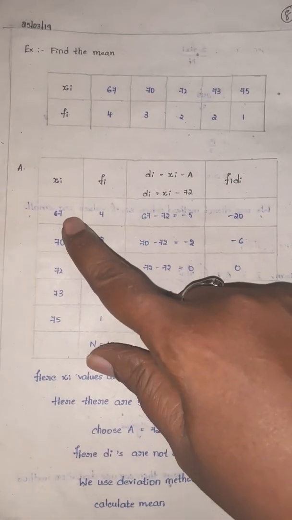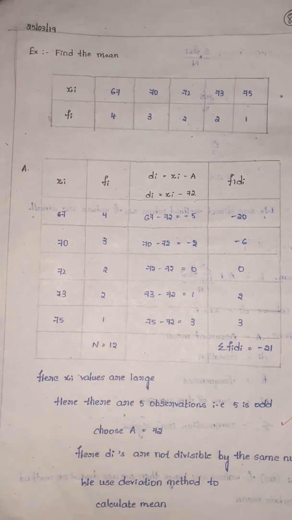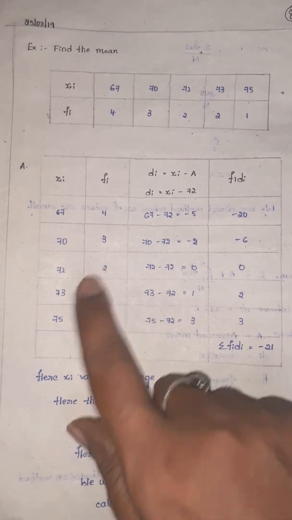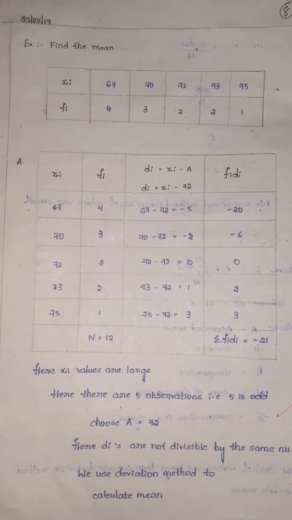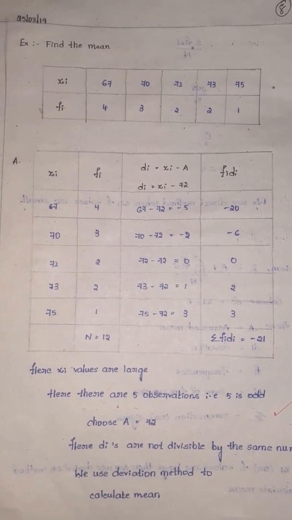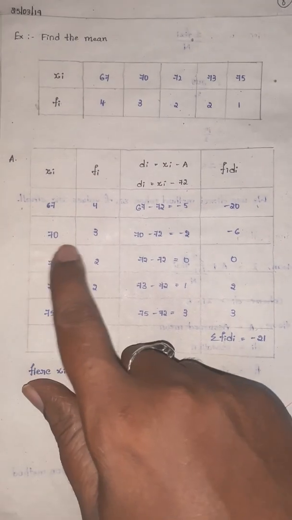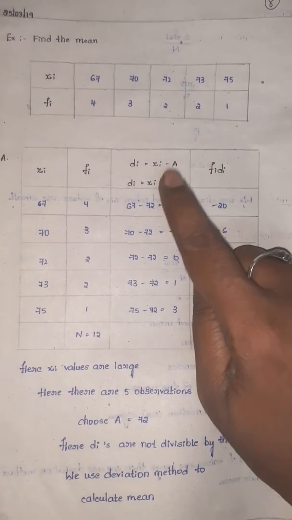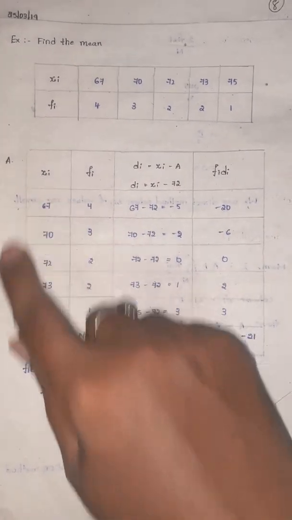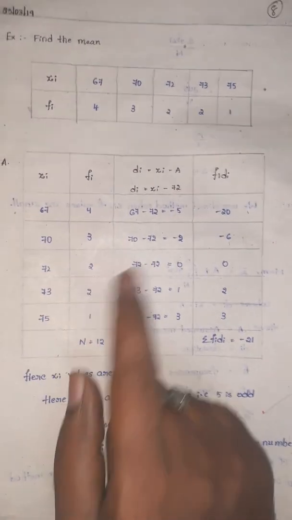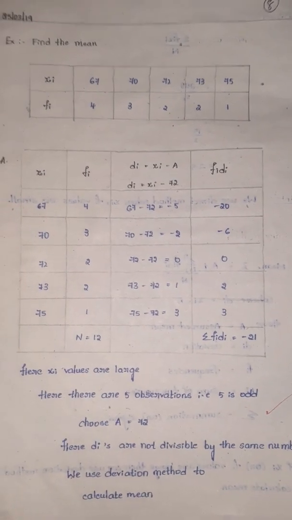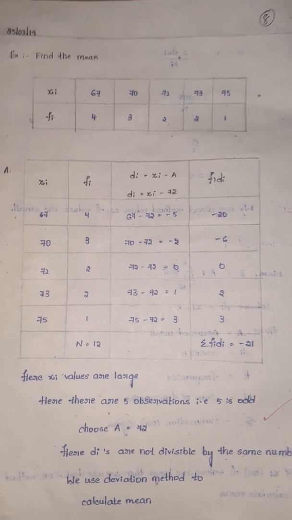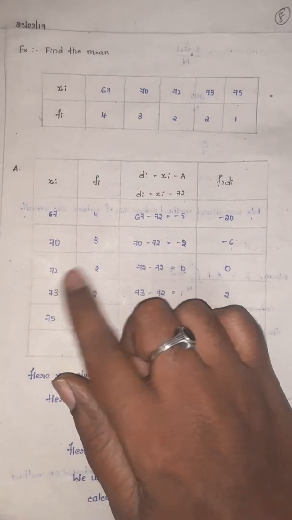Otherwise, count the number of rows and divide by 2. Here, how many rows are there? 1, 2, 3, 4, 5. Divided by 2 gives approximately 2.5, which means 3. The third xi value is 72, so take that 72. You can also take 67, 70, 73, or 75 and you will get the same final mean answer. Now I will take 72.